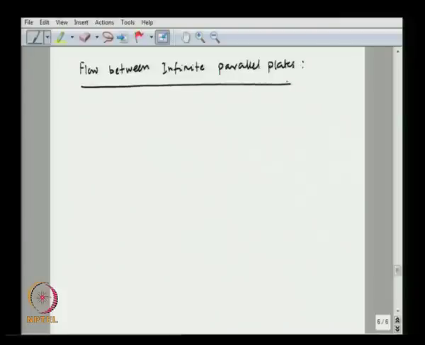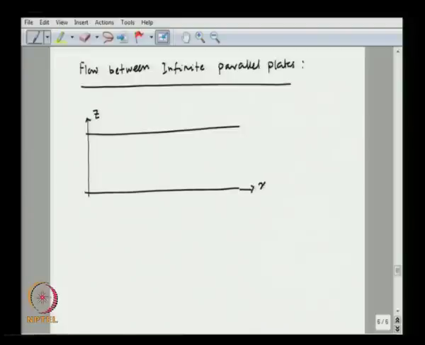Okay. So, we have two plates here, and let us say this direction is z, this direction is x, this is x equal to L, this is 0, and here the pressure at 0 would be p star plus delta p, and here p at L will be p star.